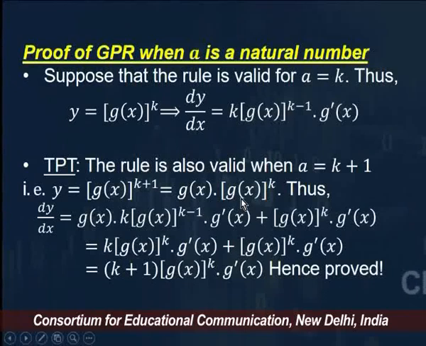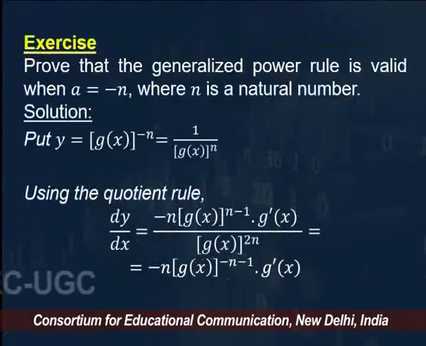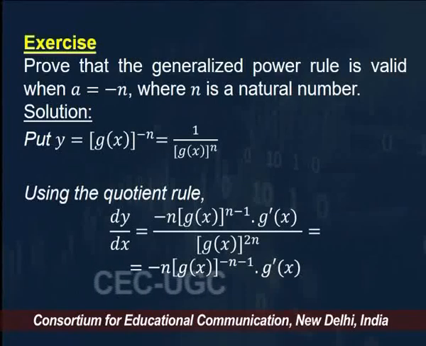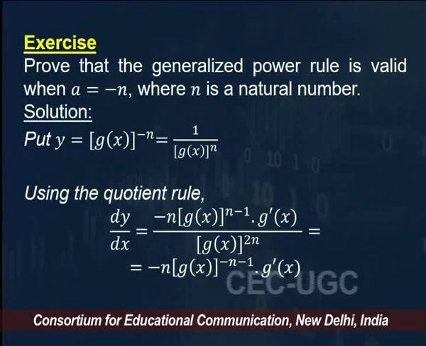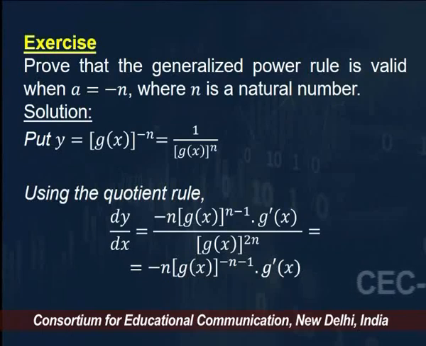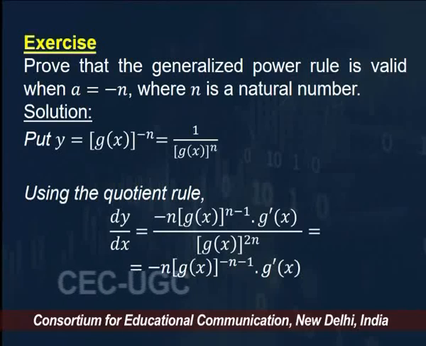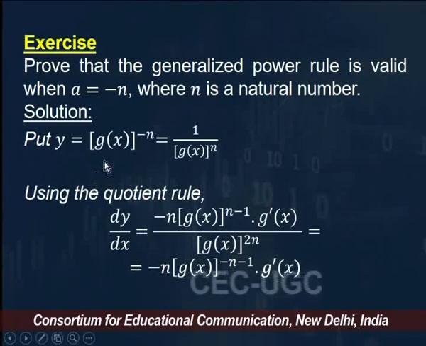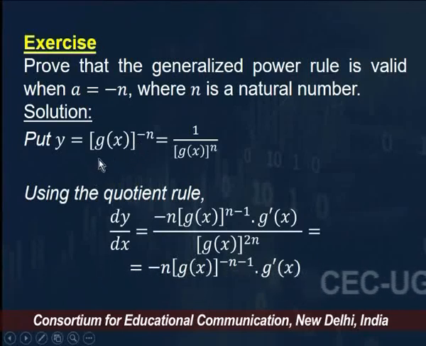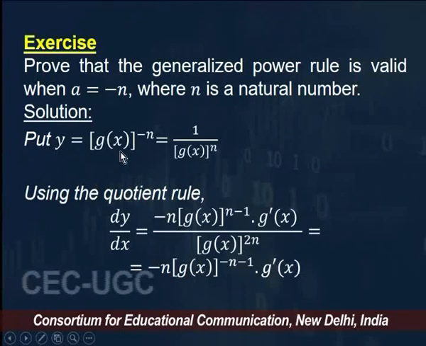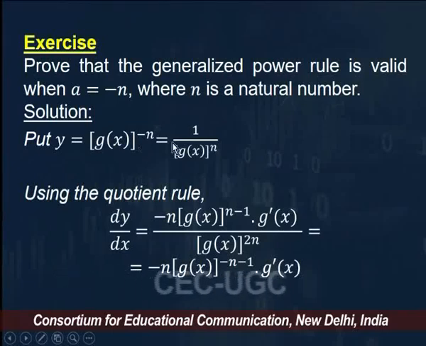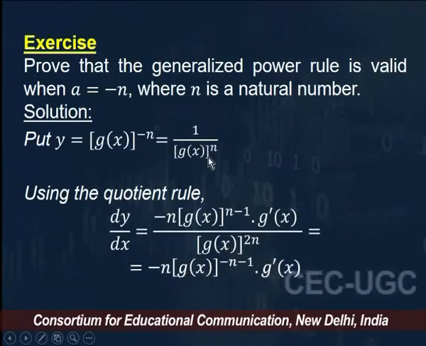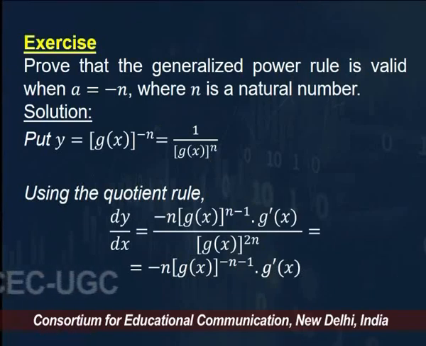We can also go on to prove that the generalized power rule is valid when a is equal to minus n, where n is a natural number. See, we have already proven the result for n being a natural number, and now let's see if we can extend things to minus n. So in this case, where a is equal to minus n, y will become g of x to the power minus n, which is nothing but 1 divided by g of x to the power n. Now here I can use the quotient rule.